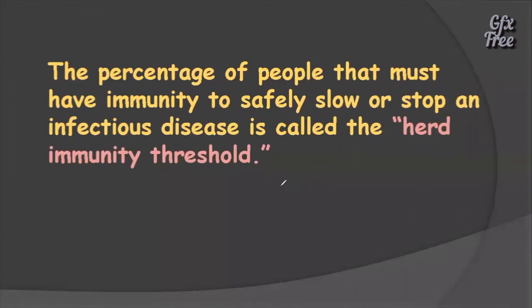Now, there is an equation for the herd immunity threshold. How to calculate it? It is 1 minus 1 by R0. R0, as I have already discussed, is the reproductive number. So this is the equation for the herd immunity threshold: 1 minus 1 by R0, the reproductive number.